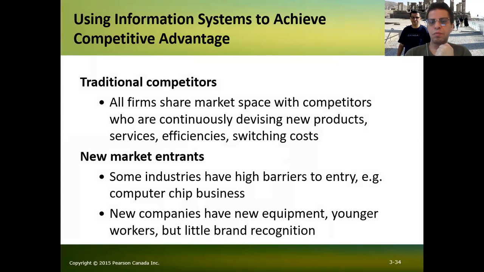Now, using information systems to achieve competitive advantage, as we said, there is the traditional force, where all firms share market space with competitors who are continuously devising or coming up with new products, new services, more efficiencies, and minimizing switching costs. There is another force, which is new market entrants. Some industries have a high barrier to entry, like the computer chips business, telecommunications, power generating industries, and oil. New companies have new equipment and younger workers, but little brand recognition. Most of the time they either join the bigger companies or are strong enough to sustain their business, compete, and get stronger.